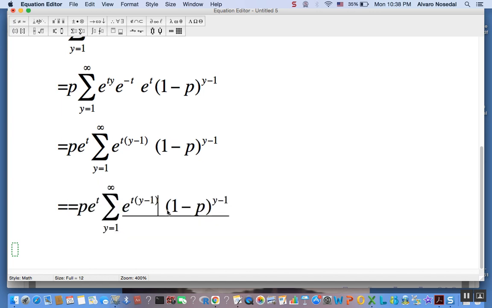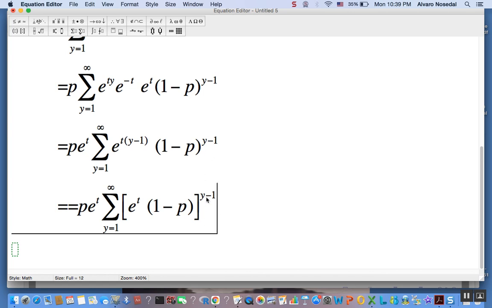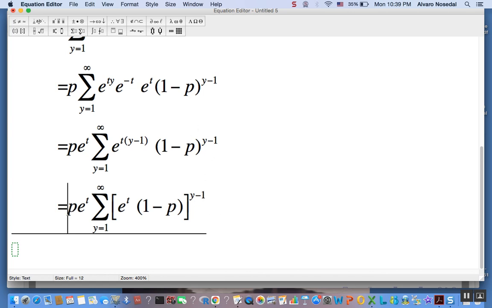So now what we're going to have is that these two guys can be combined, and we could use the same exponent for both of them, right? So these two equations are equivalent. Make sense? Right?